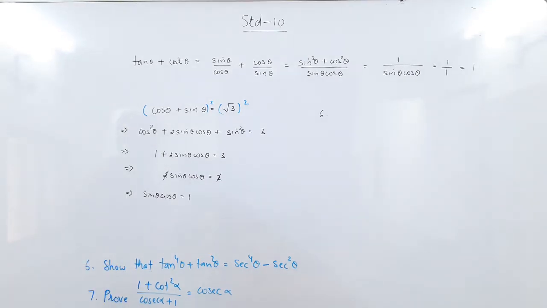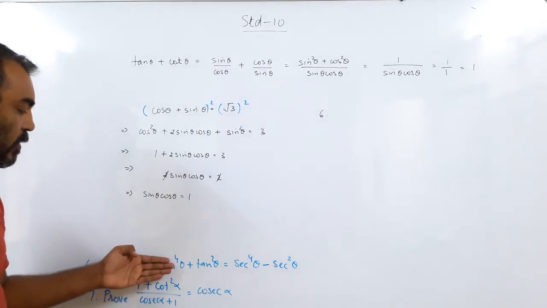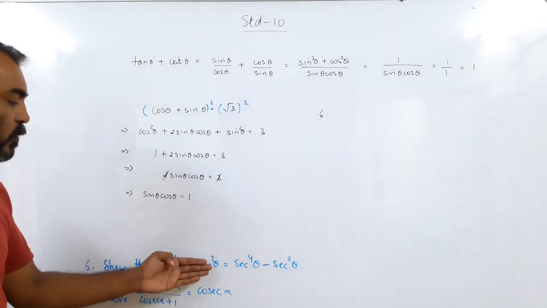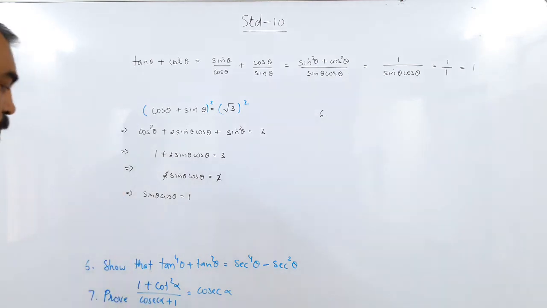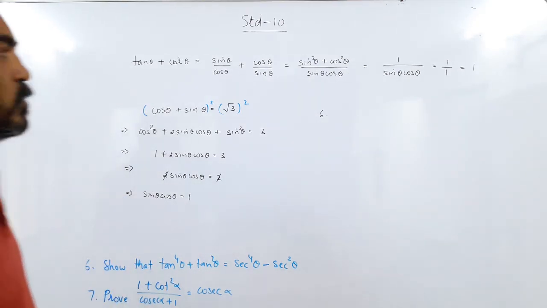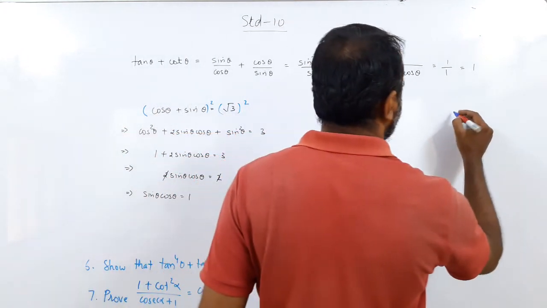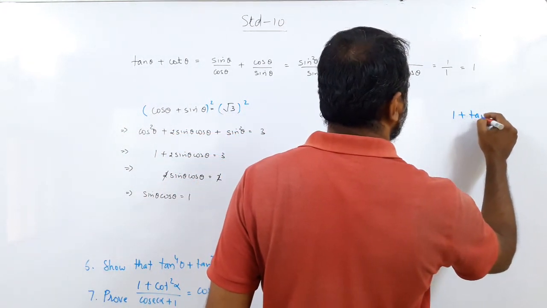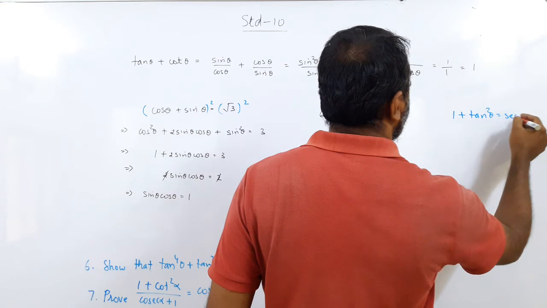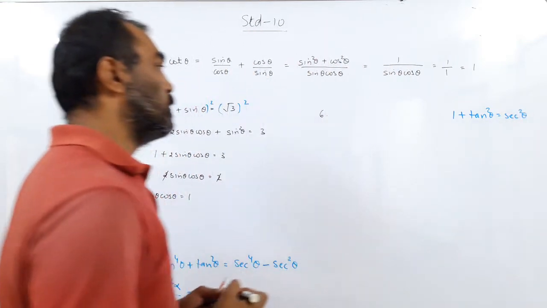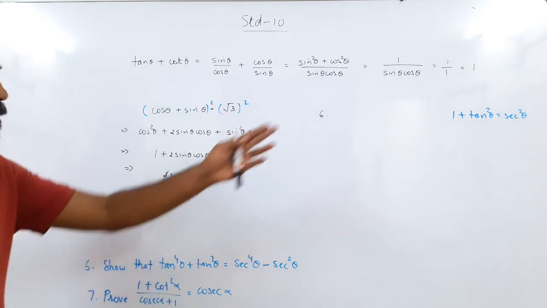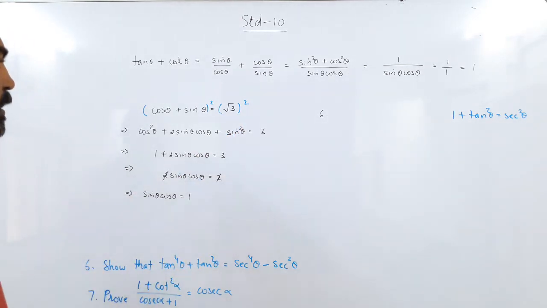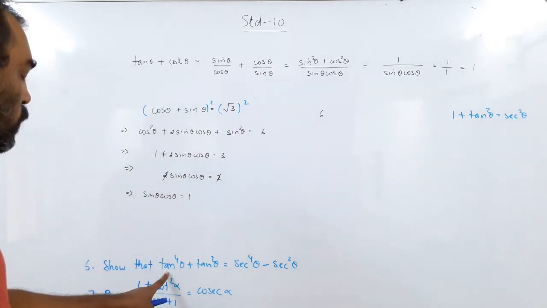So what is the step you can take? Convert tan into sin by cos, convert this into sin by cos, then do it, but I will not take that approach because I know one identity which you also know. What is that identity? 1 plus tan square theta equal to sec square theta. Since the sum involves tan square theta and sec square theta, and I know this identity, I will not take any other approach.